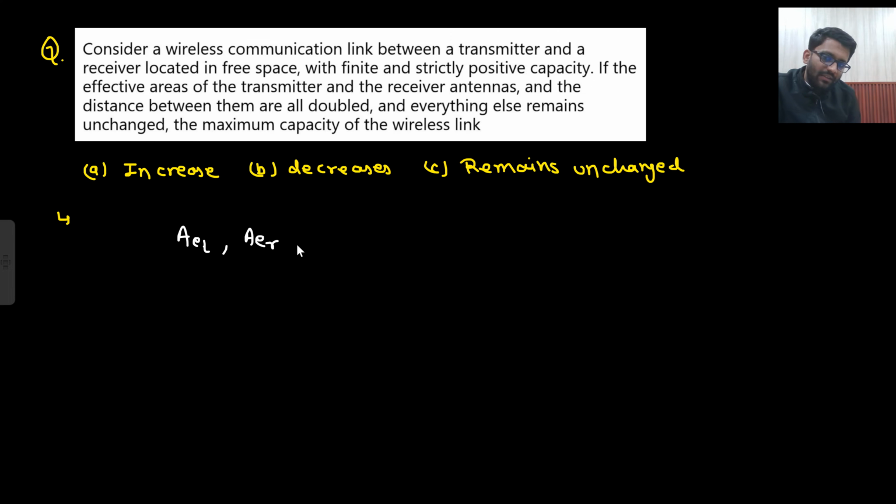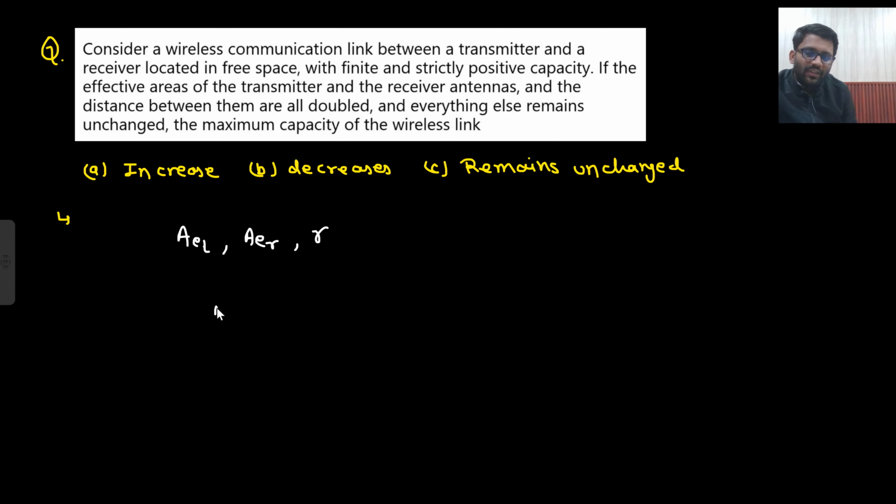If this is doubling, this is doubling, and this is doubling, and everything else remains the same, then what happens to the maximum capacity of the wireless link? Capacity of the wireless link means they are asking about received power only, how much power it can receive. Or you can say it would be the ratio of the power received divided by the power incident.